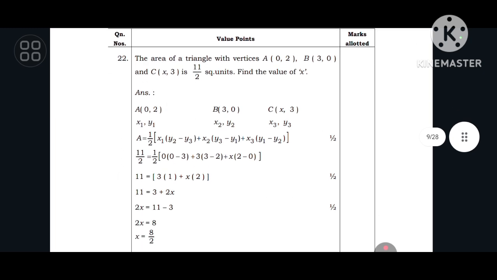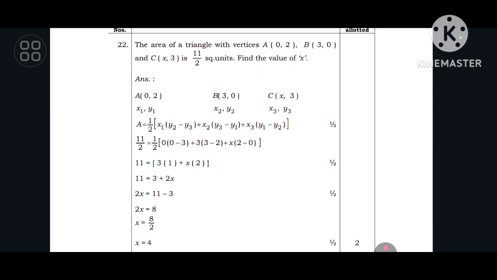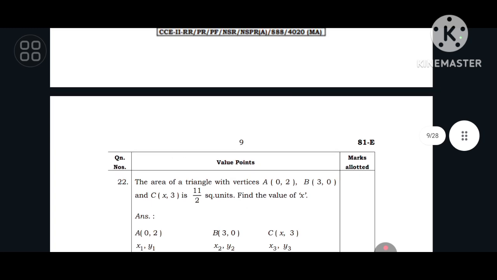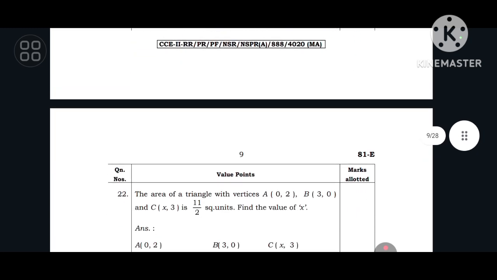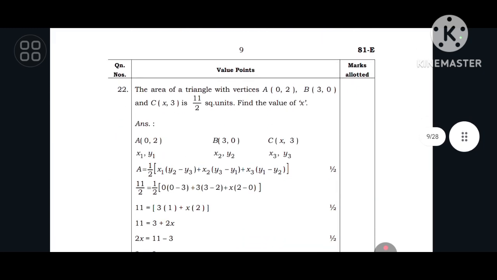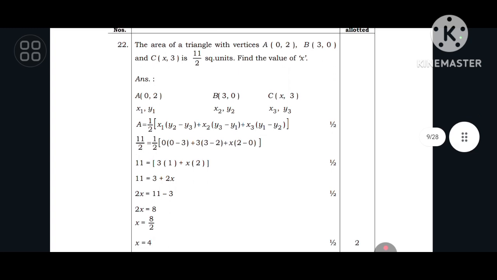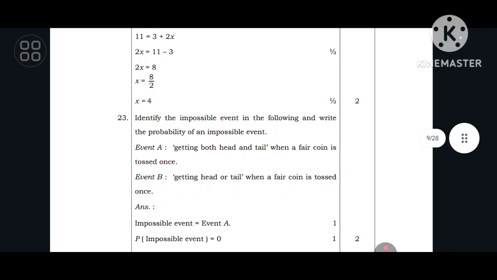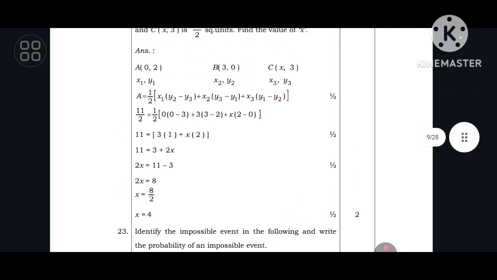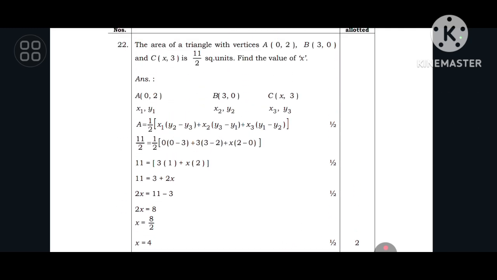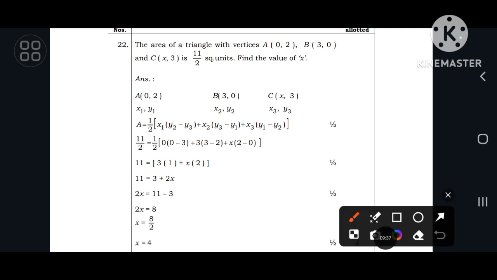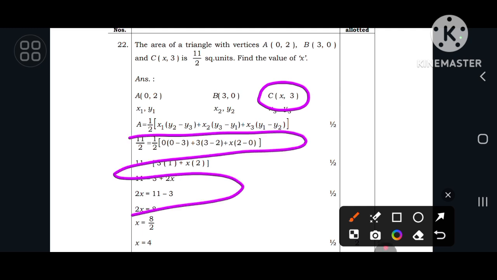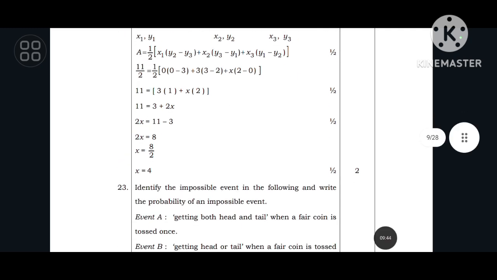Coming to question 22, this question is also from the same chapter. They have not given the OR. Sorry, this question is a fresh question. They have started from here, and see how they have solved it. See the steps of how they have found the value of x. Here there are 3 points of the triangle, and you can see how they have given the x, and for all this x explanation they have solved here, and they got the answer as 4.